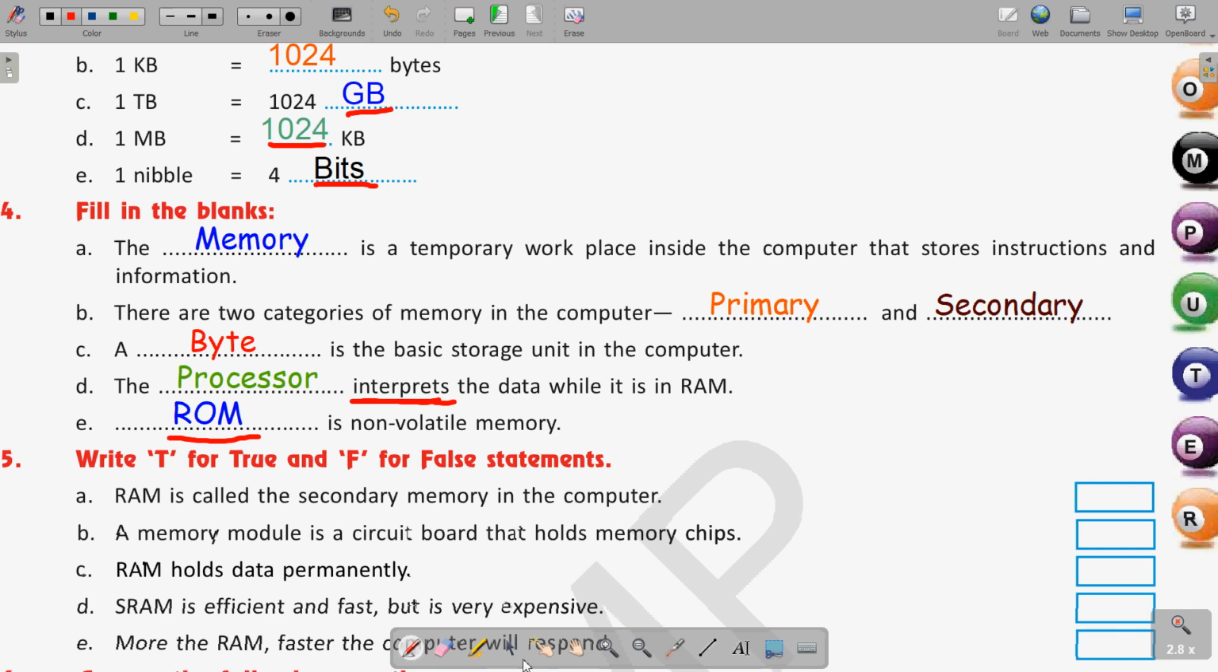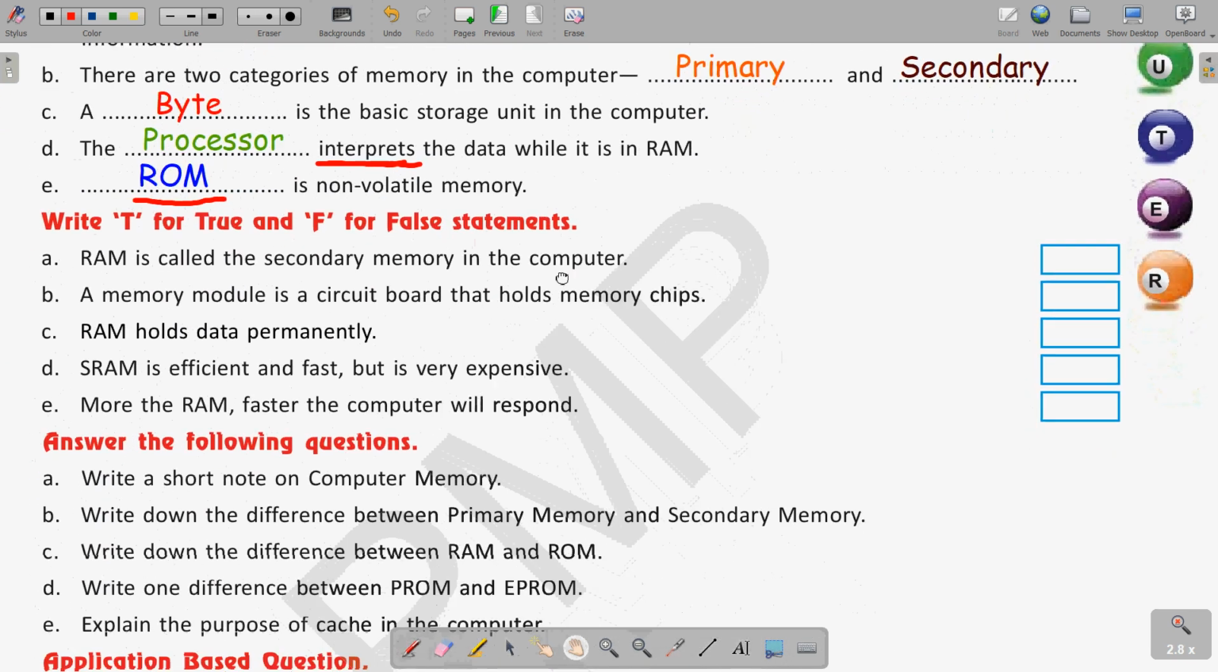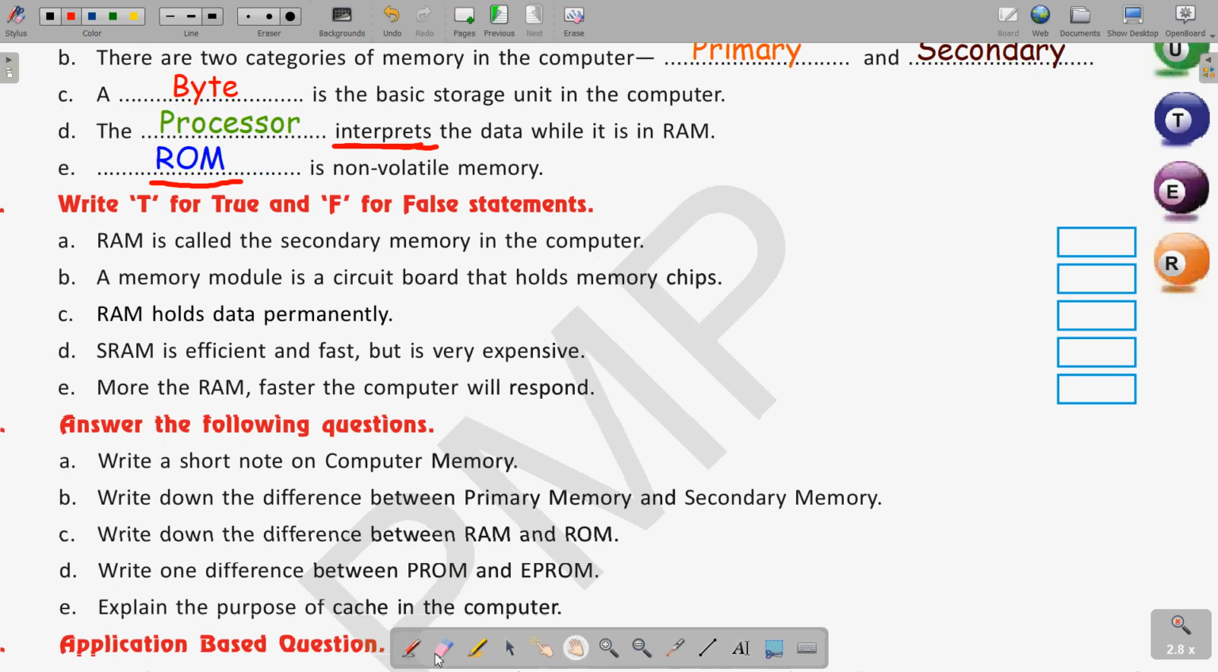Okay, now let us try to do the true false question also. Move this page a little bit upward. So the first question is, RAM is called the secondary memory in the computer. Is it correct? RAM is a type of primary memory. Here it is written secondary memory, so this will be false. Clear? So RAM is not the secondary memory. RAM is a primary memory.